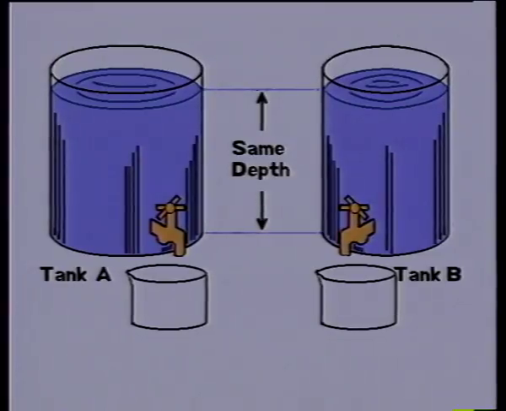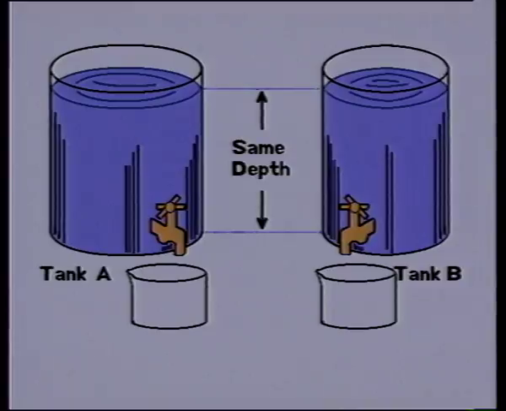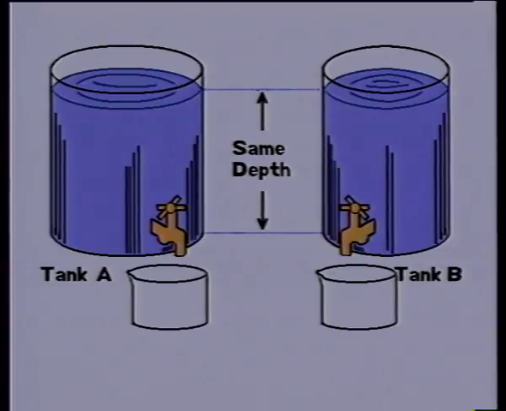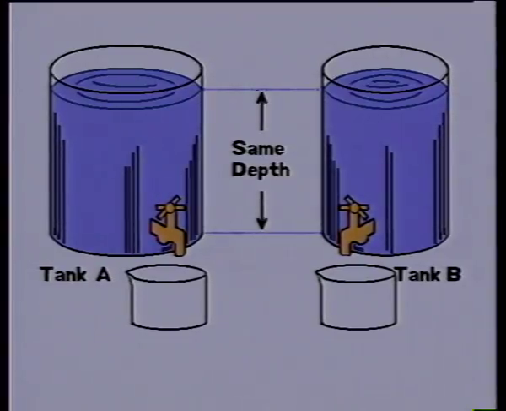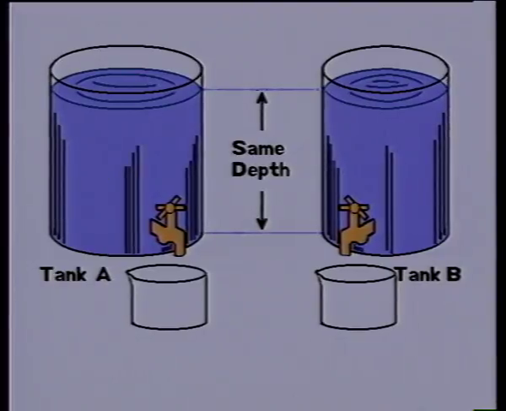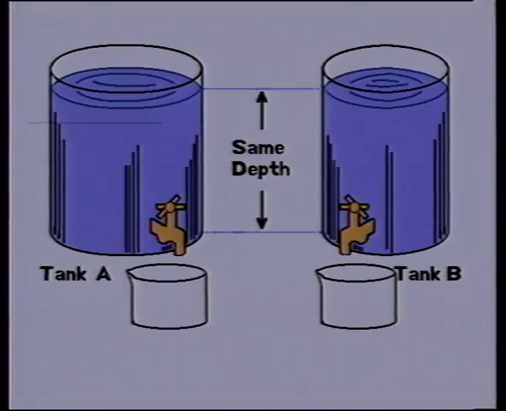We see here two tanks, one wide and the other narrow, filled with water to the same height. This experiment demonstrates the analogy between the flow of water from a tank to the flow of charge from a capacitor. The tanks are fitted with taps which offer resistance to the flow of water. When we open the taps, the same current of water flows from both the tanks.